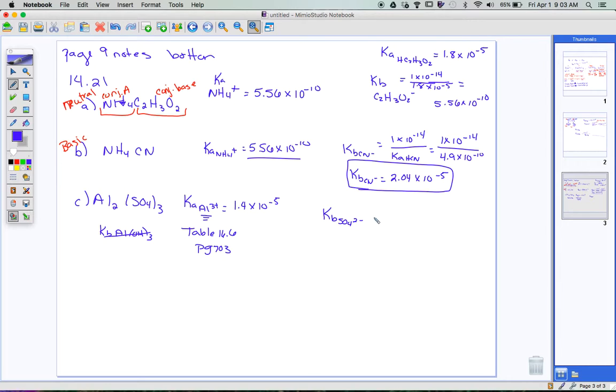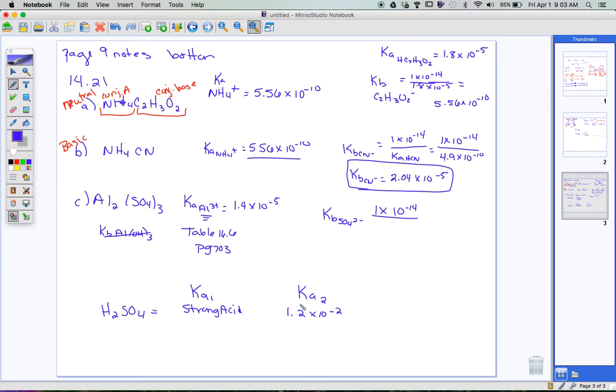We have to go look up the Ka. But when we start to look at the Ka, I should have put a copy of it on here, but I didn't. If you look at H2SO4, you'll see a Ka1 just says strong acid, and then Ka2 is 1.2 times 10 to the minus second.